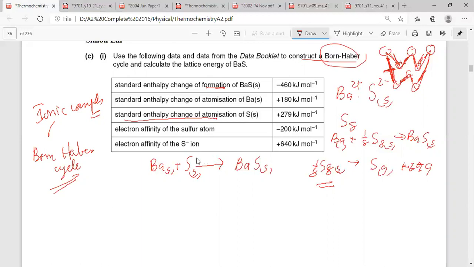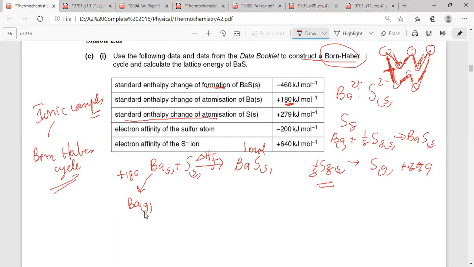So this is your heat of what? Formation. Why? 1 mole of your ionic compound from its elements, not gaseous yet. So this one is given. Here I go down to change to barium gas. So this is atomization, which is positive 180. Now let's work on barium first.